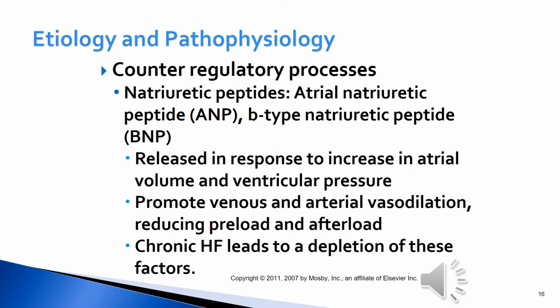But I have seen patients admitted where this BNP is in the thousands, 3, 4, 5, 6,000. So the number can get significantly high, and it's an indicator of heart failure and that fluid overload. So it's released in response to increased atrial volume and ventricle pressures. I think we already talked about that. Chronic heart failure leads to depletion of these factors.